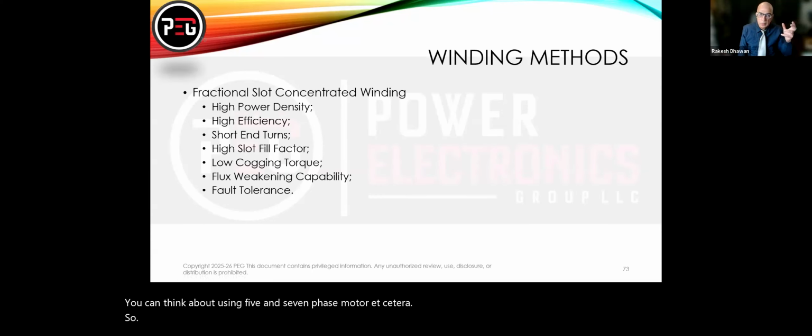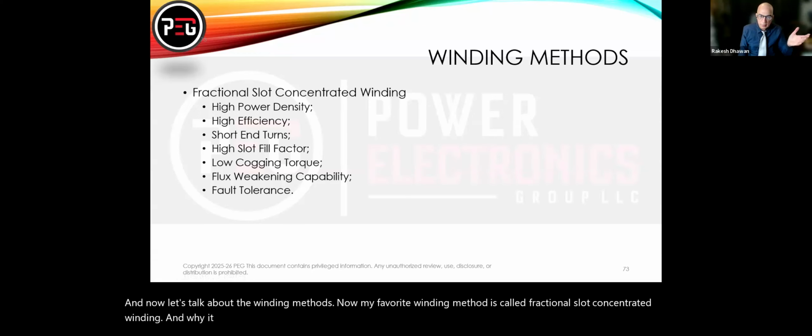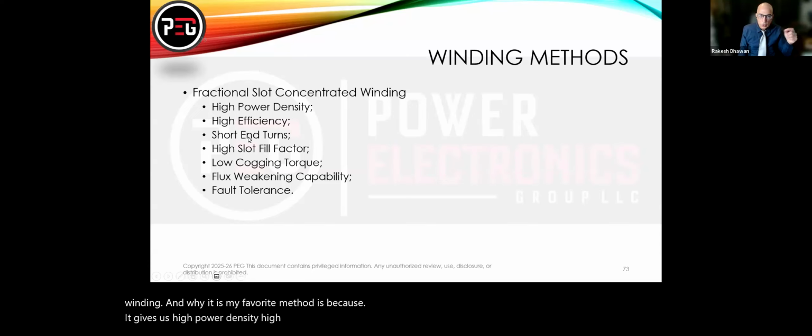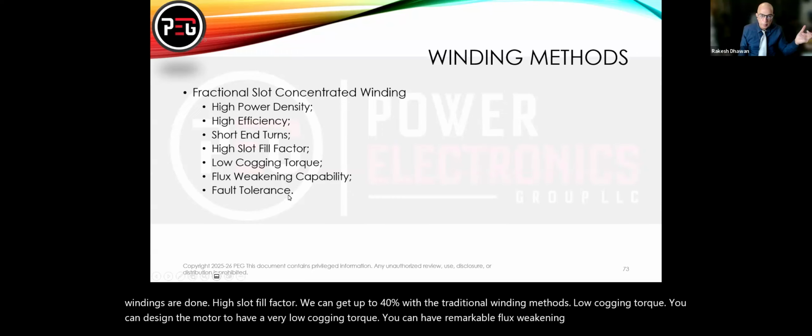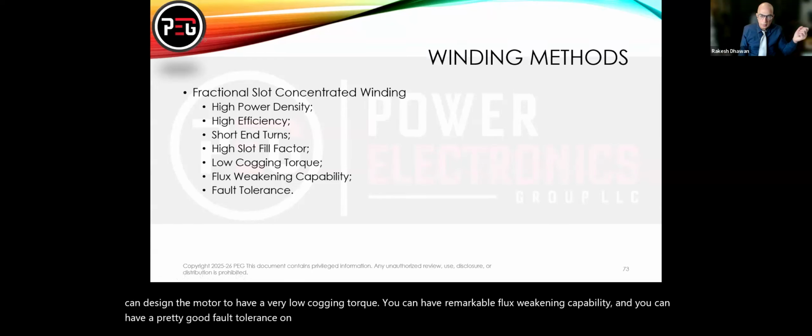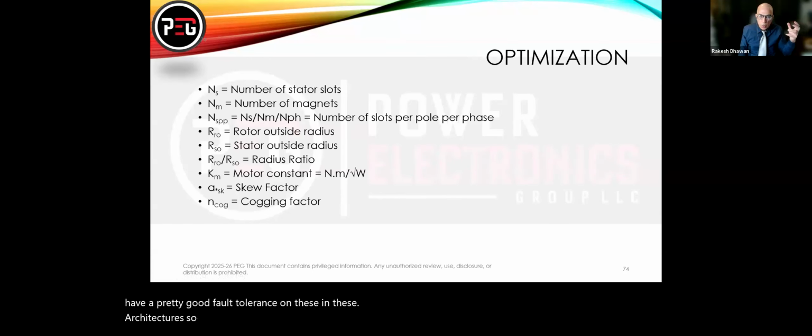So, and now let's talk about the winding methods. Now, my favorite winding method is called fractional slot concentrated winding. And why it is my favorite method is because it gives us high power density, high efficiency, short end turns. We don't have a lot of leakage flux because of the way the windings are done. High slot fill factor. We can get up to 40% with the traditional winding methods. Low cogging torque. You can design the motor to have a very low cogging torque. You can have remarkable flux weakening capability, and you can have pretty good fault tolerance in these architectures.